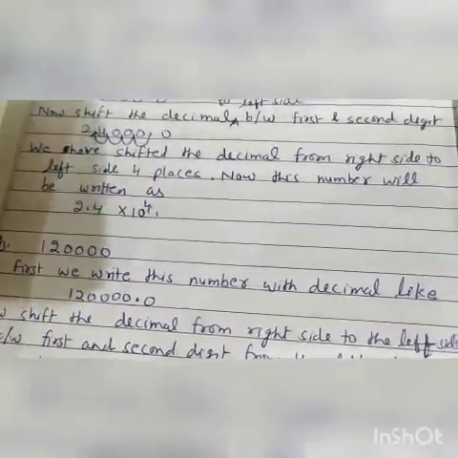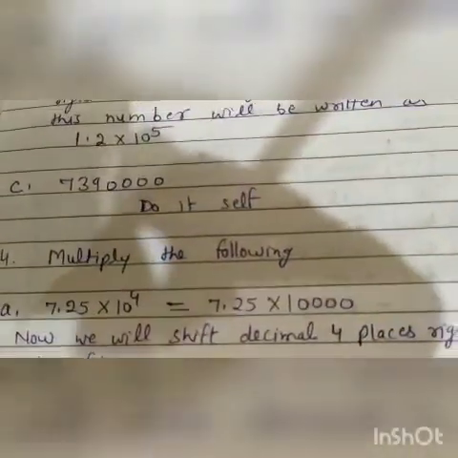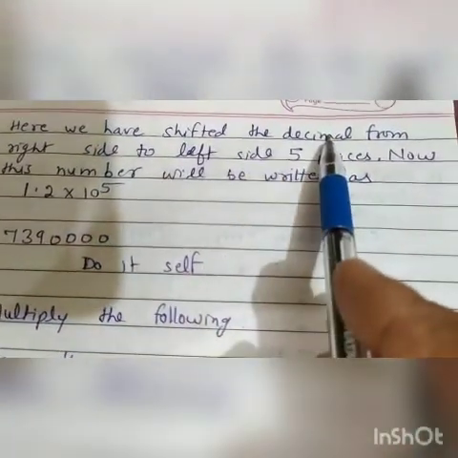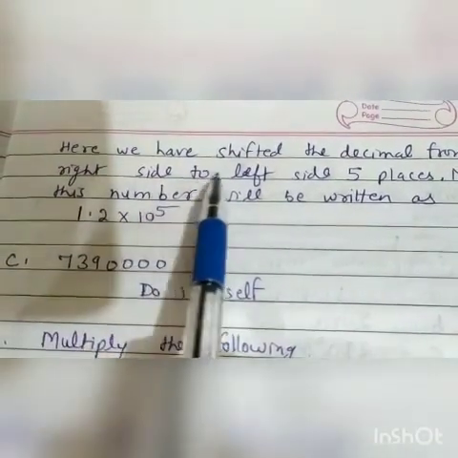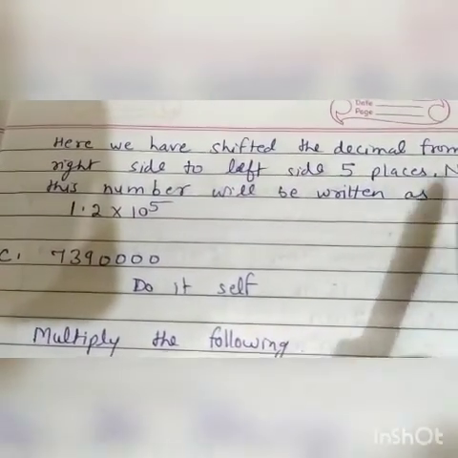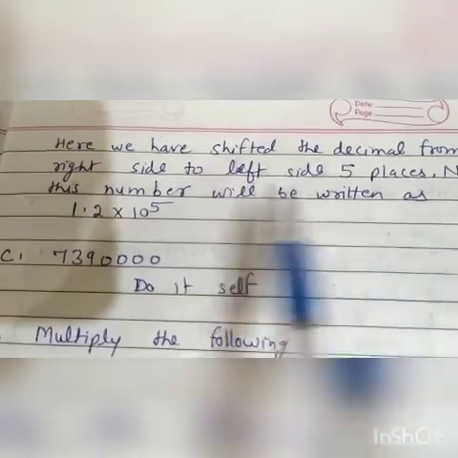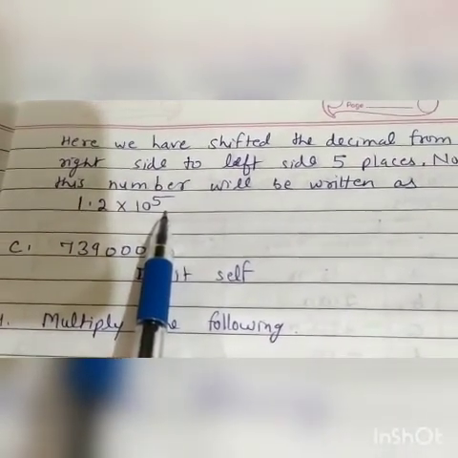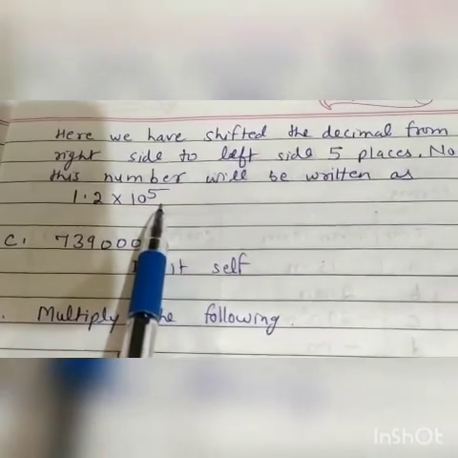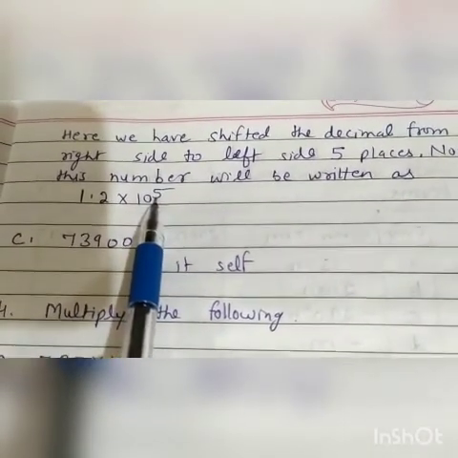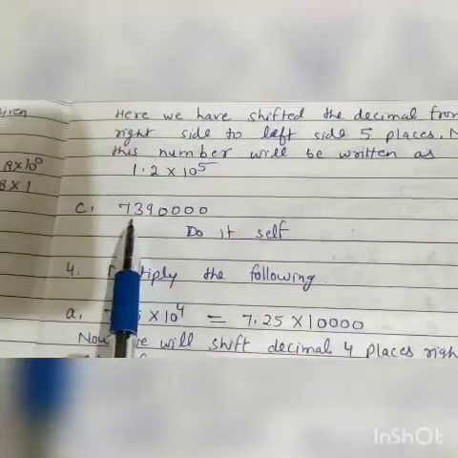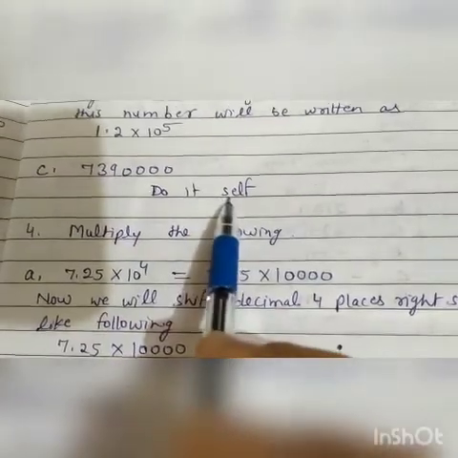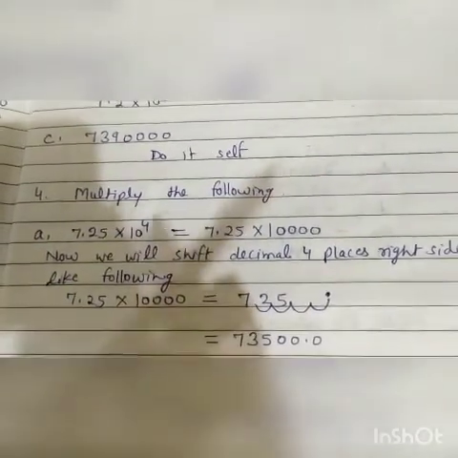Now how will we write it? Here we have shifted the decimal from right to left 5 places. Now this number will be written as 1.2 multiplied by 10 power 5, because we have shifted this decimal 5 places. So this is 10 power 5. Now it's part C, that is 73,90,000. Do it yourself as we have done parts A and B.